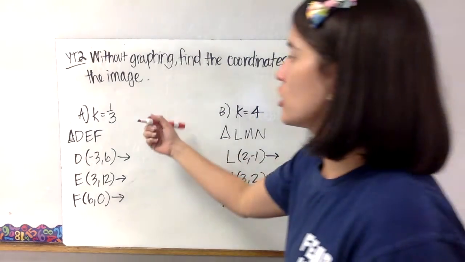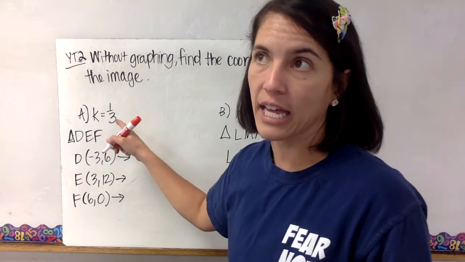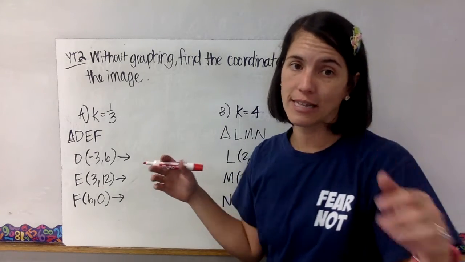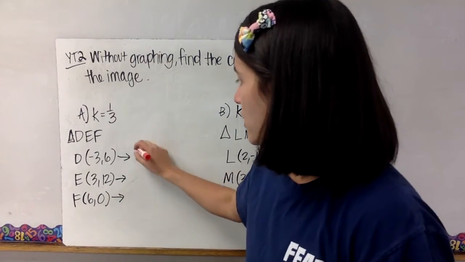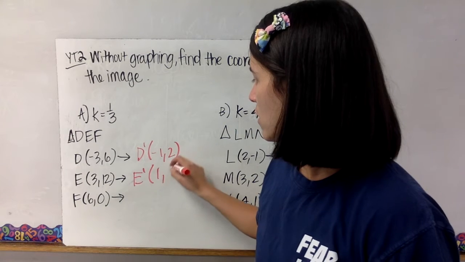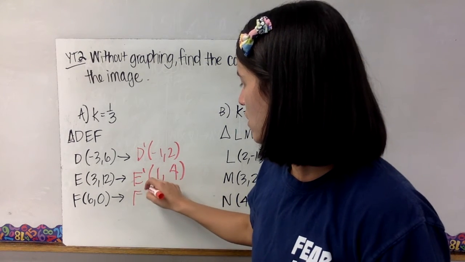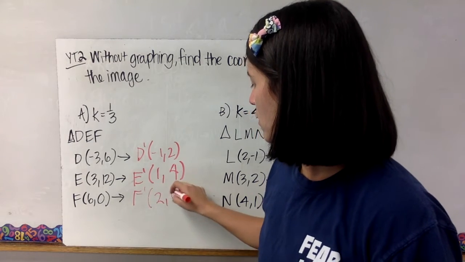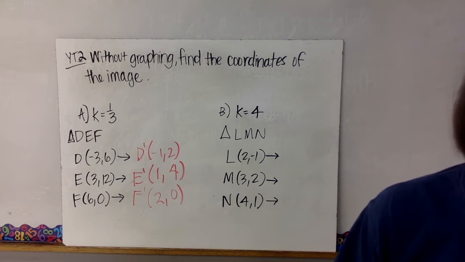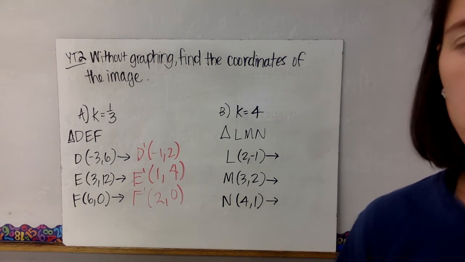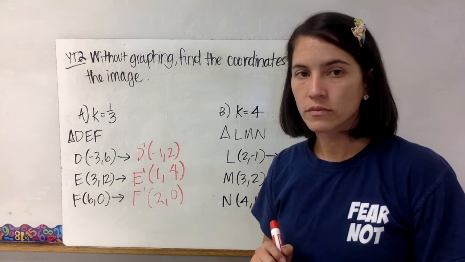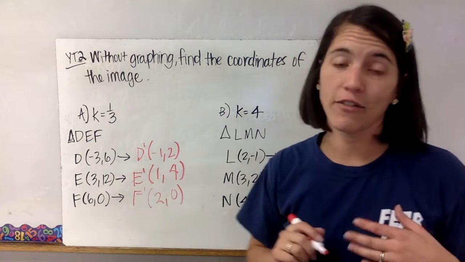All right, scale factor of 1/3, triangle DEF. This would be a dilation by 1/3, so hopefully you visualized it's going to be 1/3 the size. This is a shrink, a reduction. D prime, negative 1, 2. Check your D, E, and F prime. I multiplied them all by 1/3. 12 times 1/3 is 4. 6 times 1/3 is 2. And the negative, you just bring the negative over.